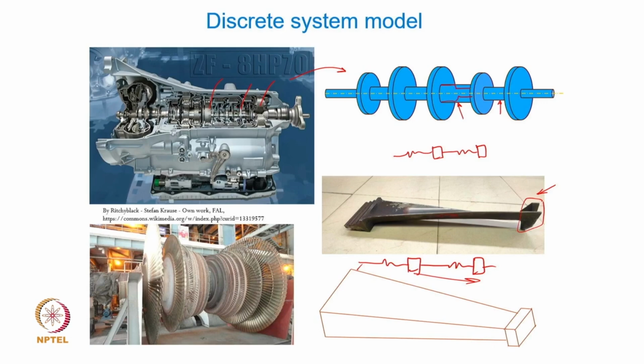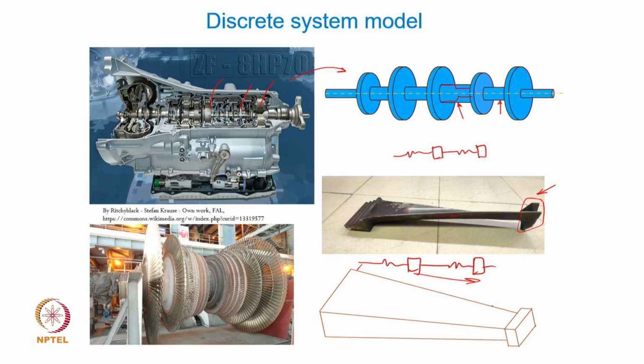Now these systems, if we model them using lumping of the inertia elements at regular intervals, that modeling approach will be called the discrete system approach, where the entire mass or stiffness properties are lumped at discrete locations along the entire domain, and then we come out with some governing equations of motion for such systems.